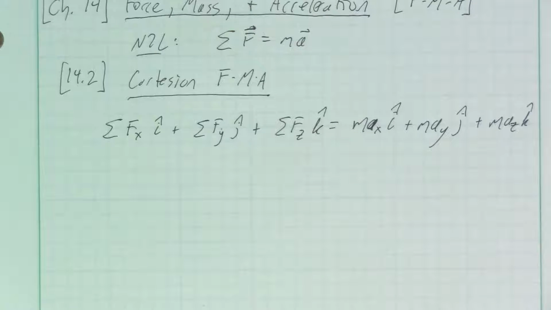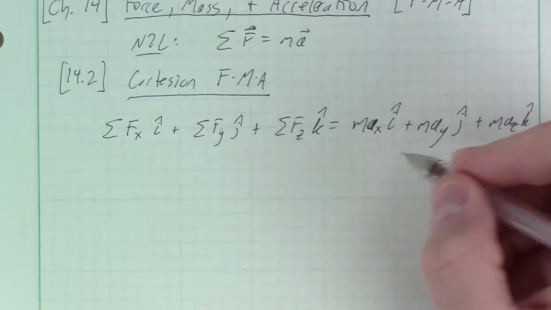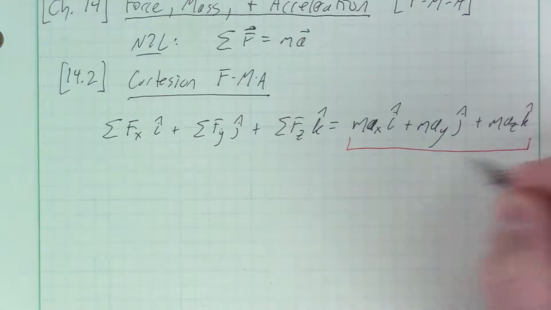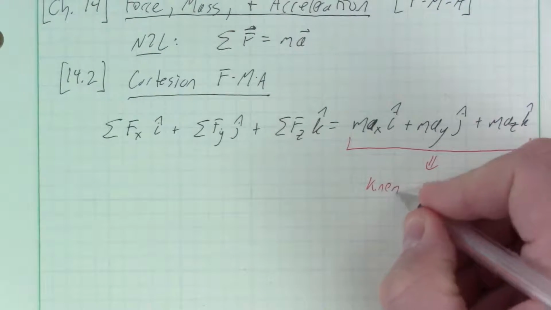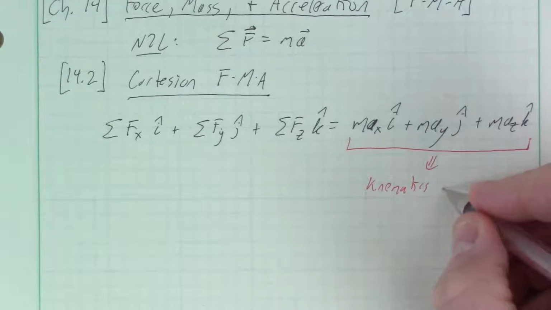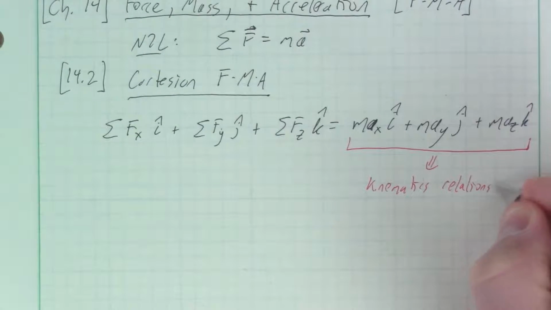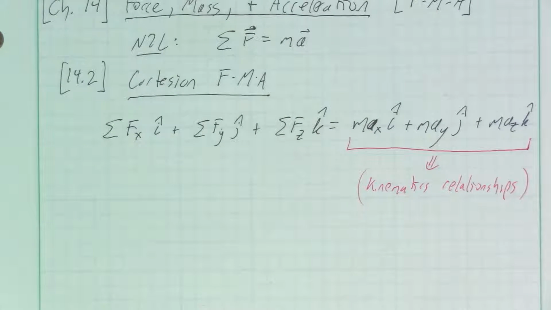So let's see. Let's actually start on the right hand side of this equation. This is the motion. These are the accelerations. These stem out of our kinematics that we've already spent so much time looking at. These stem out of the kinematic relationships intrinsic to the system.